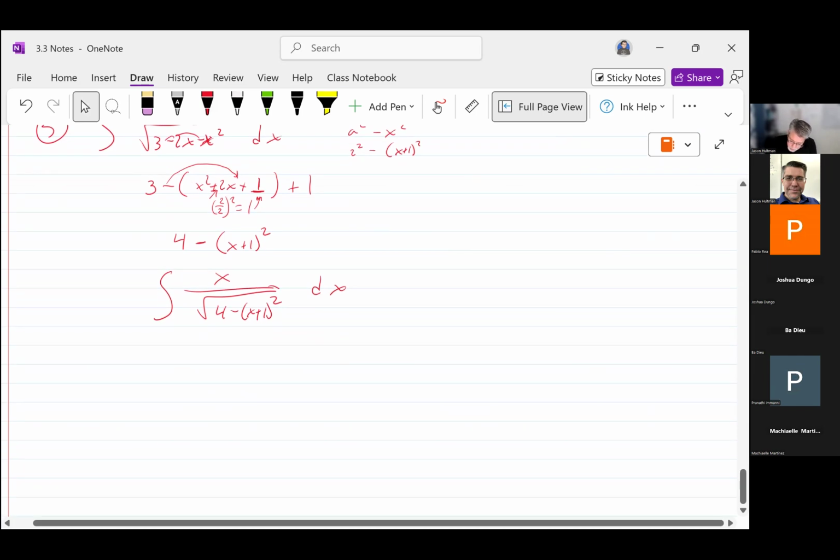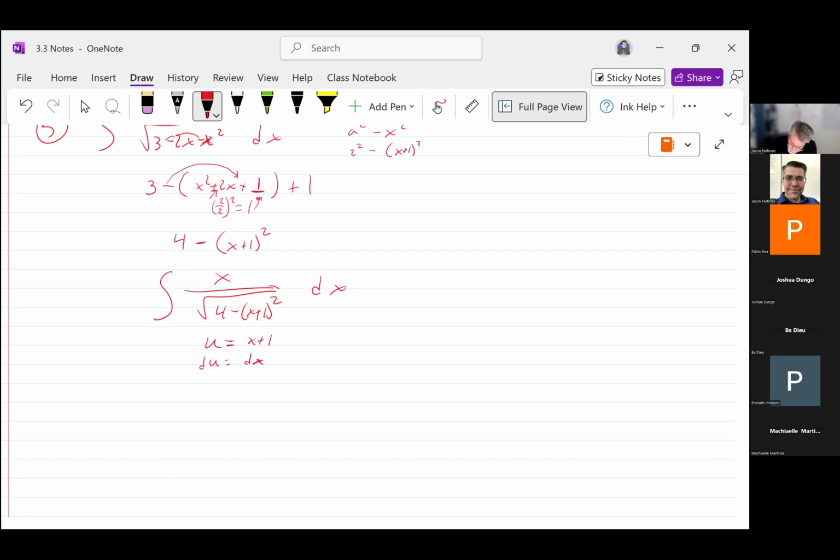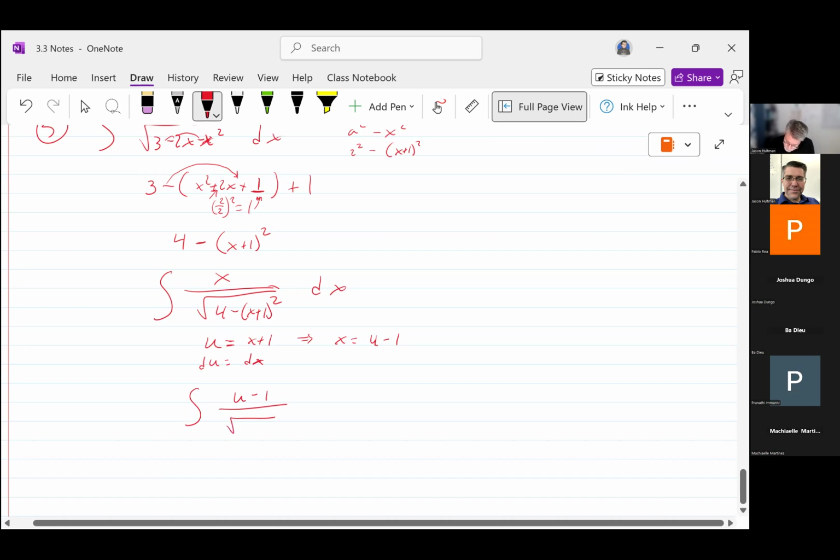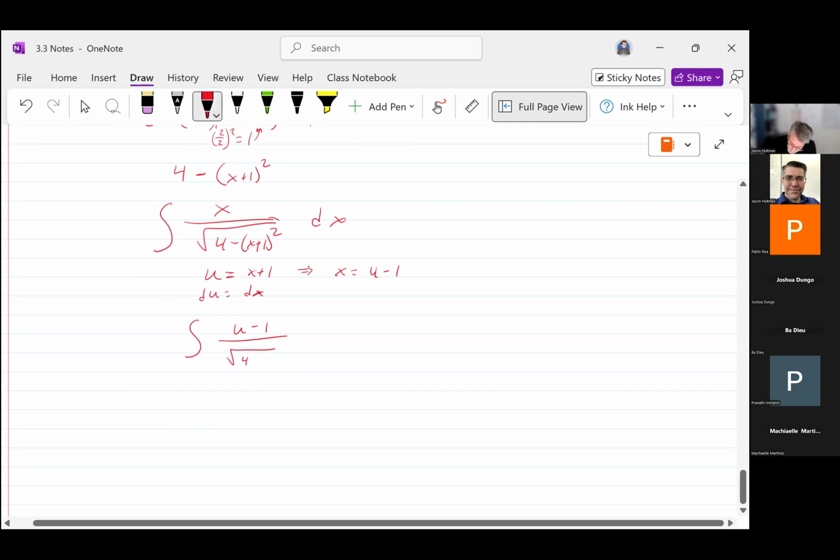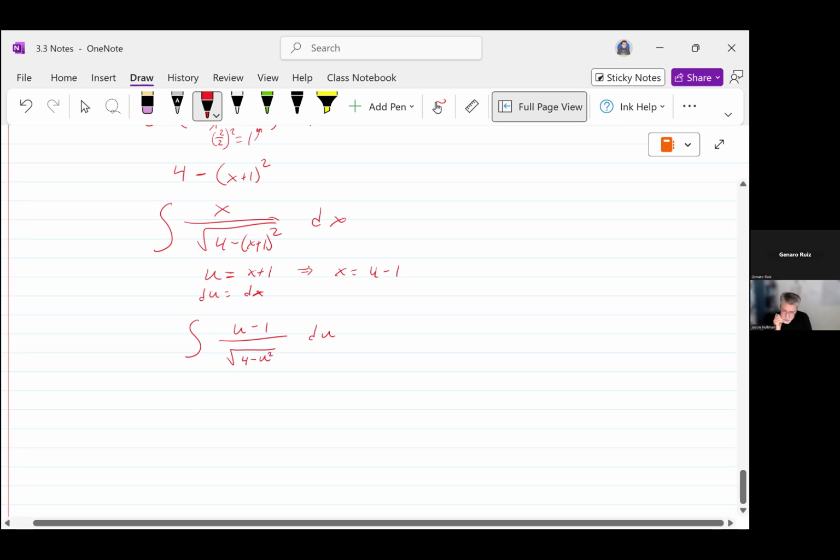Okay, let me do a u sub on this straight away so that we can get something that allows us to go to a trig sub. So u is equal to x plus 1, du is equal to dx, and so this implies that x is equal to u minus 1. So I'm going to have to plug that in for the top. This is u minus 1 over the square root of 4 minus u du. Sorry, Professor, but isn't it technically 4 minus u squared? Yeah, thank you. 4 minus u squared du.